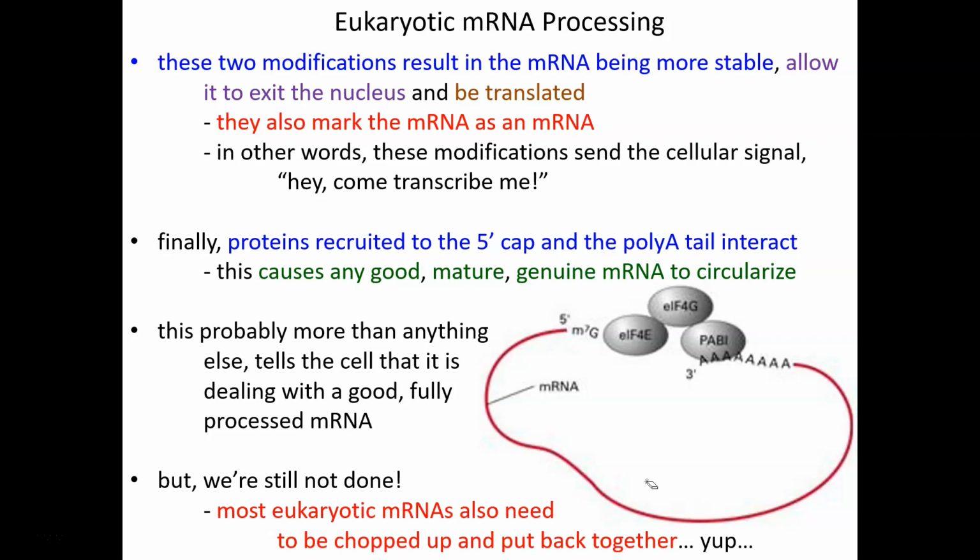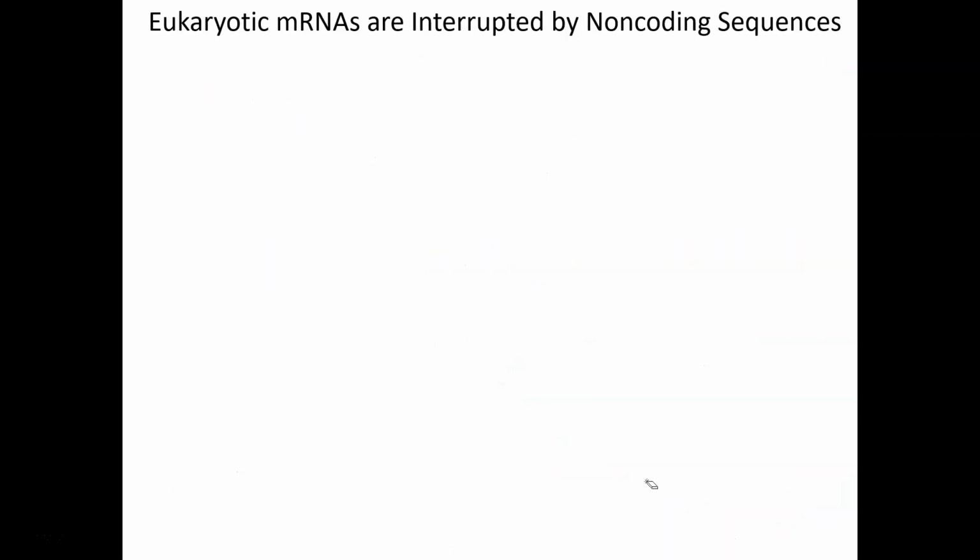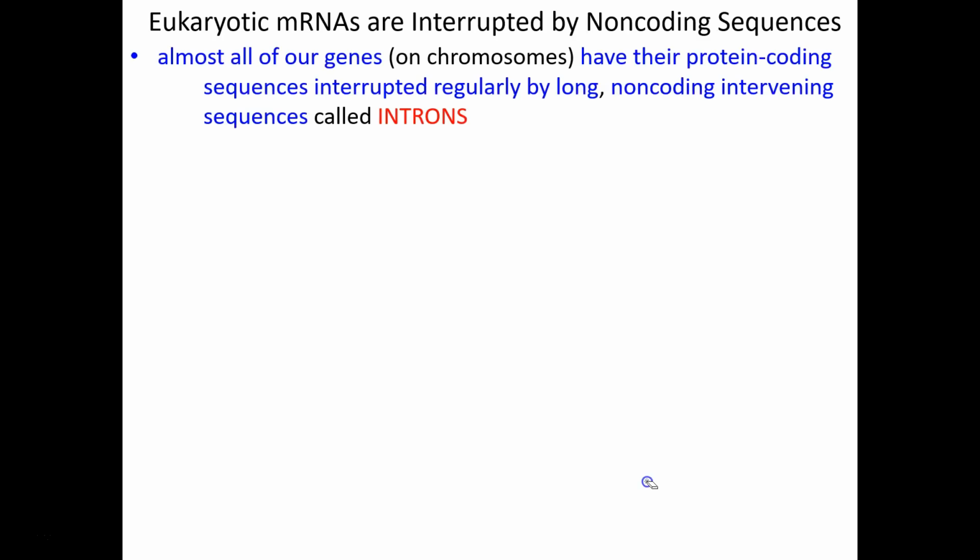But we're still not done. We've got one last processing step to do. Most eukaryotic messenger RNAs are also chopped up and stitched back together. As odd as it sounds, that's what happens. Most eukaryotic messenger RNAs are actually interrupted by non-coding sequences that do not contain information for building proteins. These non-coding sequences get in the way of the coding regions, and they are disruptive. Without going too much into the history of it, this wasn't on purpose, this wasn't evolved intentionally.